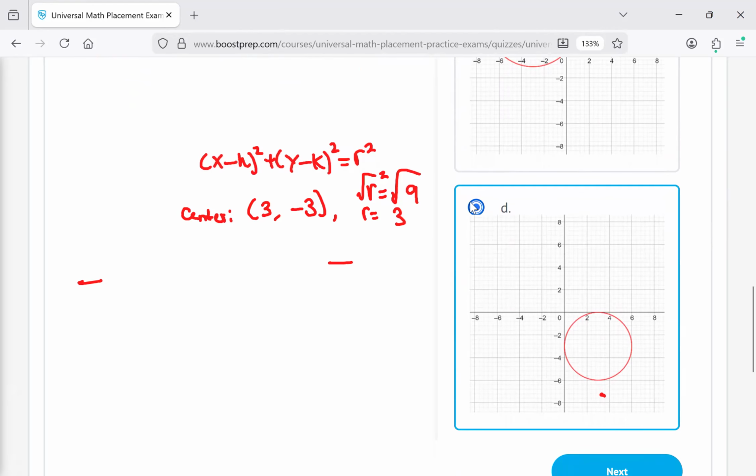So just be careful. Even though that answer looks correct, you just have to look at all the choices. Okay.